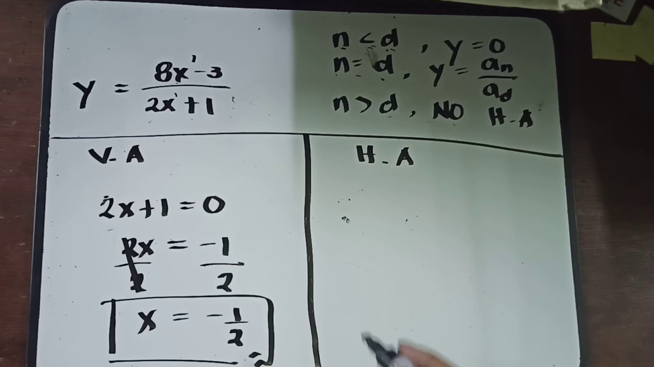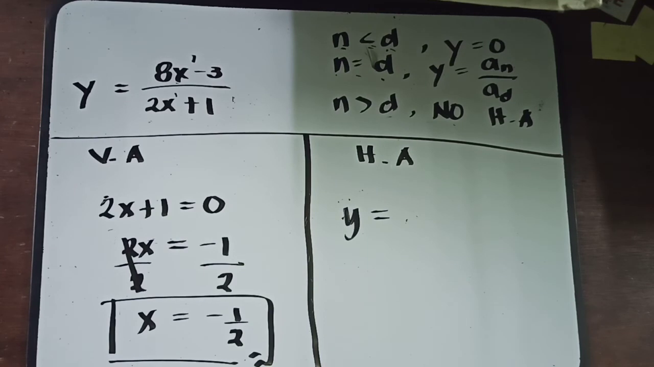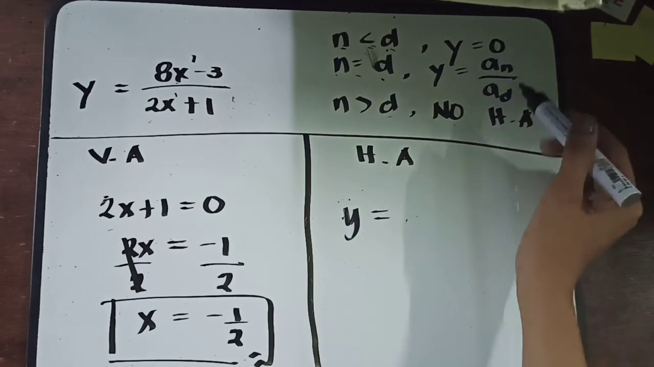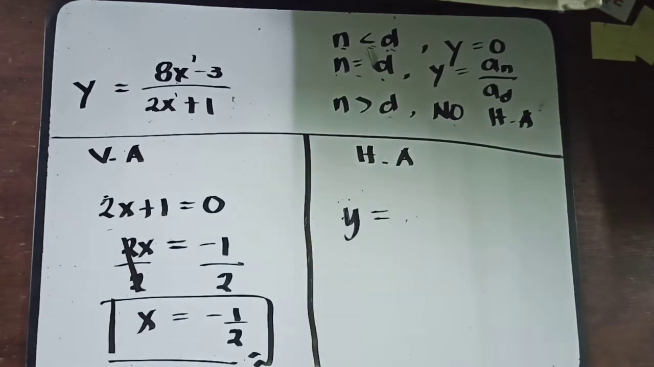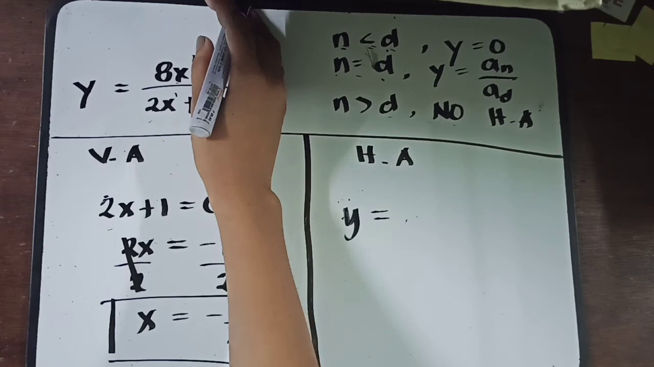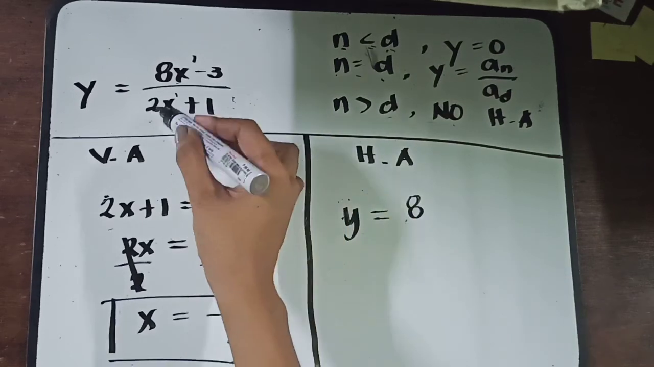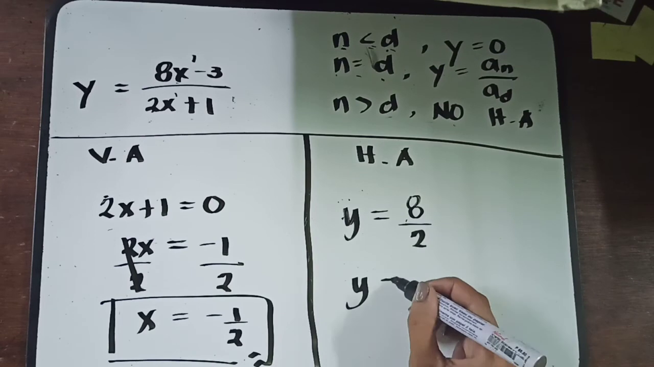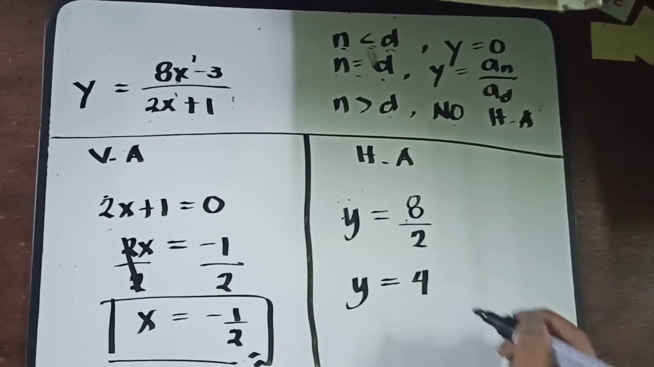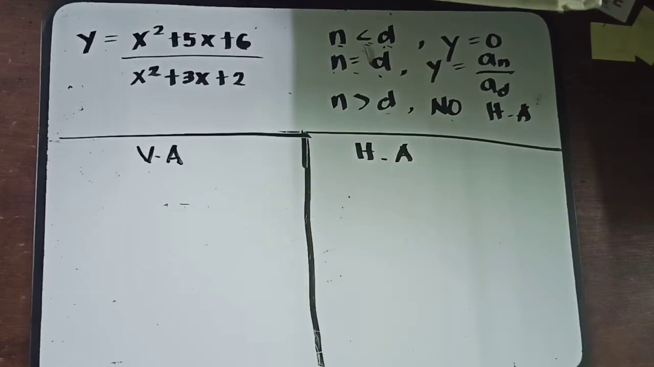Paano daw kapag ganon? So, sabi, ang horizontal asymptote mo kapag equal ang degree ni numerator at ni denominator, kunin ang leading coefficient ni numerator at kunin ang leading coefficient ni denominator. Okay? So, the leading coefficient of numerator is 8. And the numerical coefficient of the denominator is 2. So, y is equal to 8 over 2 is 4. So, the horizontal asymptote is y is equal to 4.